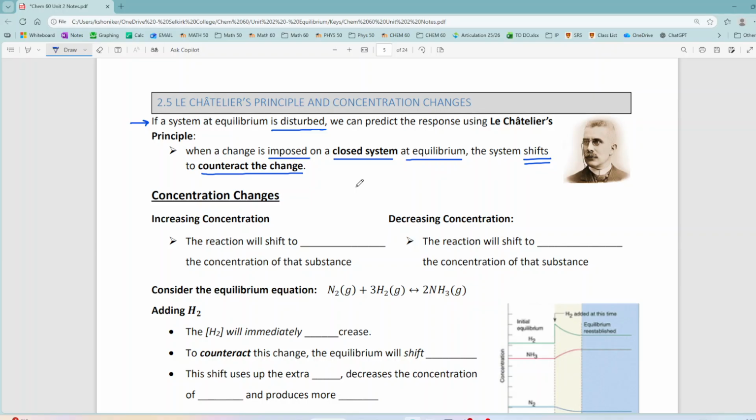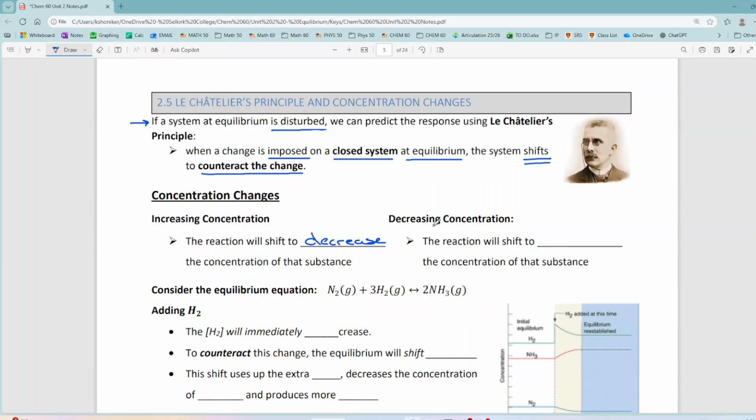So if you make a change, it's going to undo the change. And we're going to go through a series of videos talking about the different things that could be changed. This first video is on concentration changes. So it's a pretty simple thing conceptually. If you increase the concentration of something at equilibrium, the reaction will shift to decrease it. It wants to undo the change. So increase the concentration, and the reaction will shift to decrease the concentration of that substance that was added.